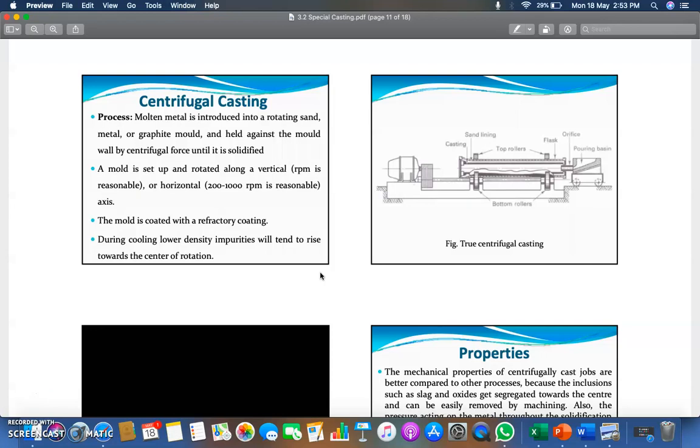Now today we will talk about centrifugal casting, semi-centrifugal casting and centrifuging. These topics we will cover in this session. So let's start with centrifugal casting. What is the process of this centrifugal casting?